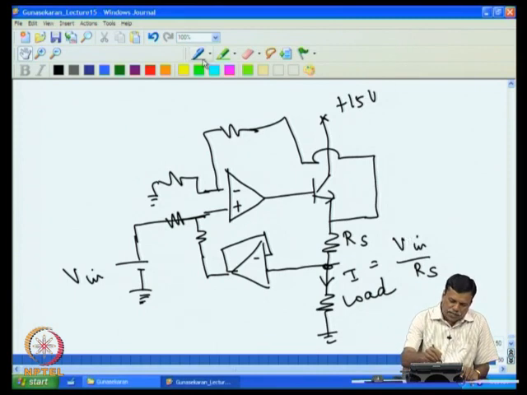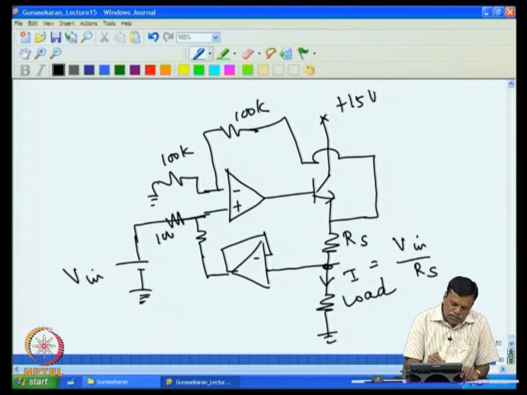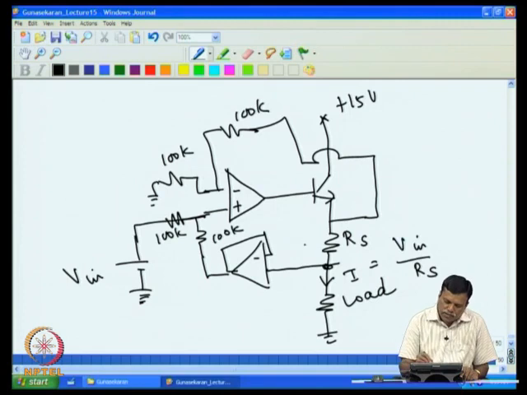For this to happen, we have to design the values. Now I will put the values. For example, I put here 100K. I will put this also 100K. I also put this 100K. This also 100K. So I put here 100 ohms. Here, for example, 1 volt.